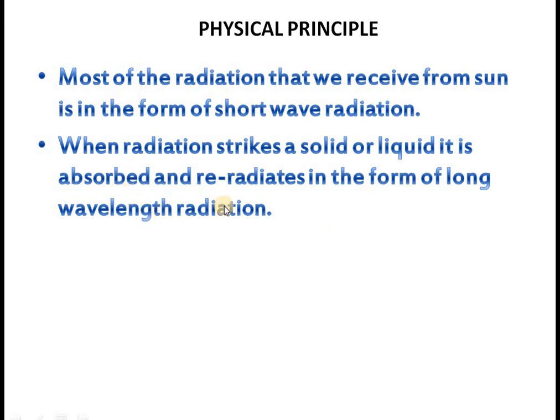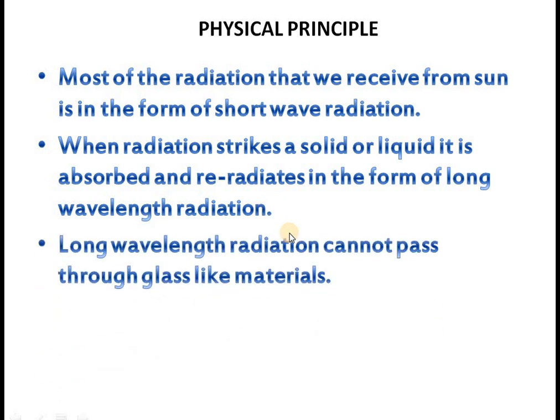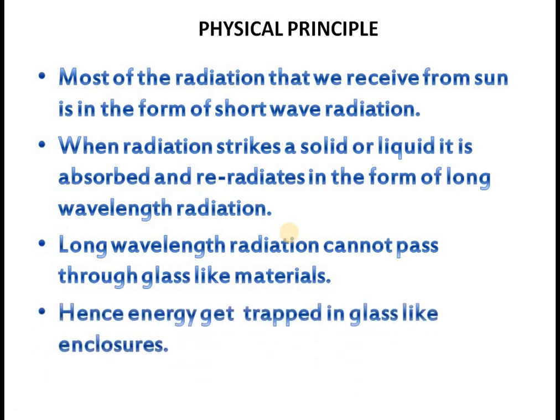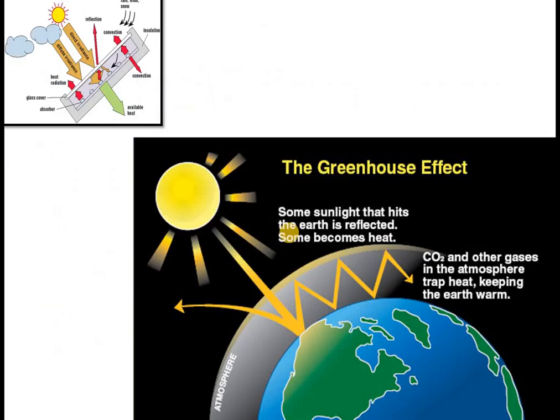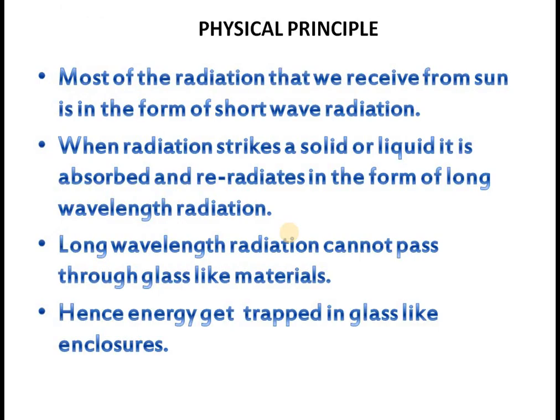So you have a glass layer at the top, just like our environment. The glass layer will block the reverse flow of radiation out. So what happens? The long wavelength radiation cannot pass through the glass, so it gets trapped. So energy gets trapped in the glass enclosure, inside the box. So this trapped energy is absorbed by the liquid. So it is very similar. The working is very similar to the greenhouse effect happening in the Earth's atmosphere.